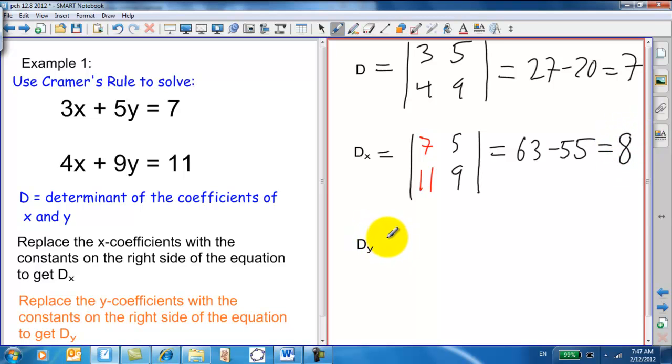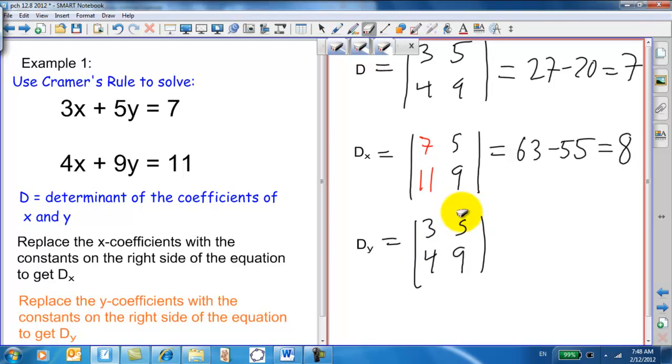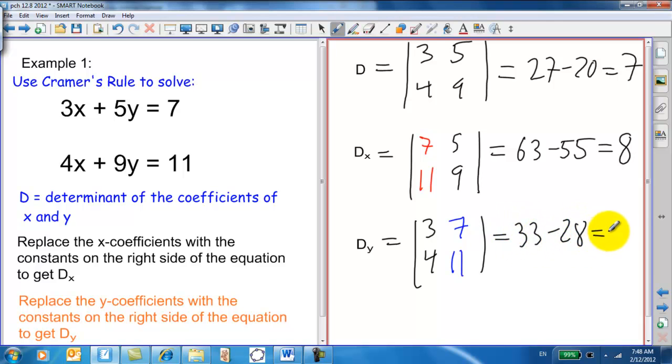D sub y, again, start with your 3, 5, 4, 9, your D matrix, but then come along, this time erase the y column, and replace it with 7 and 11, and we get 33 minus 28, which is 5.